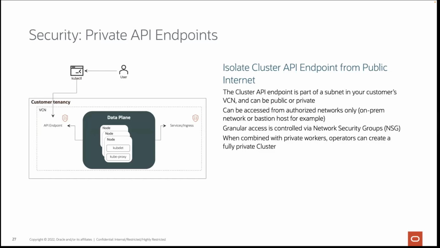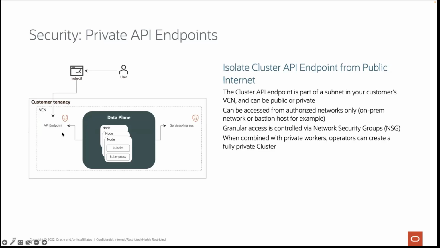And private API endpoint basically requires full integration with VCNs. So it's already done. Today, we support that already. In OKE, the cluster worker nodes, pods, and load balancer are part of the VCN, but now you could also have this API endpoint as a part of the VCN.